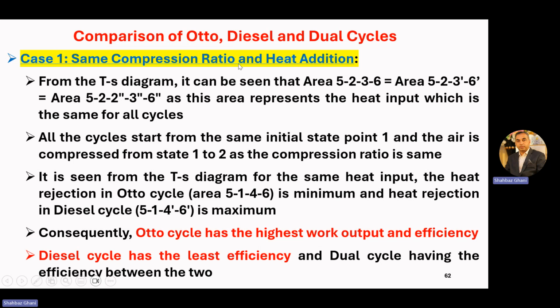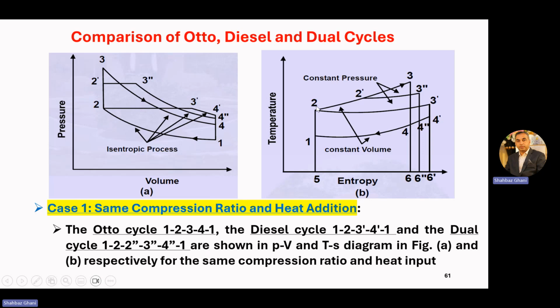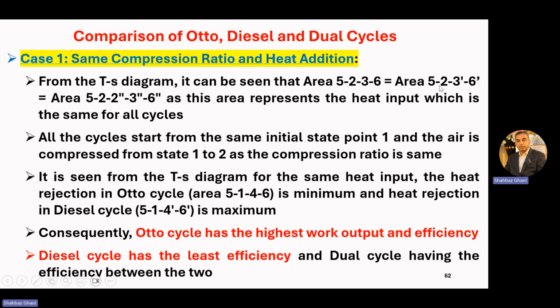Now case 1, same compression ratio and heat addition. From the TS diagram, it can be seen that the area 5 to 3 to 6 is equal to area 5 to 3 bar 6 bar, which is equal to area 5 to 2 to 2 double bar 3 double bar 6 bar, as this area represents the heat input, which is the same for all the cycles. All the cycles start from the same initial state point 1 and the air is compressed from state 1 to 2 as the compression ratio is the same.